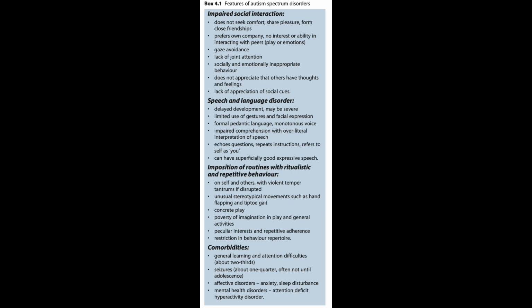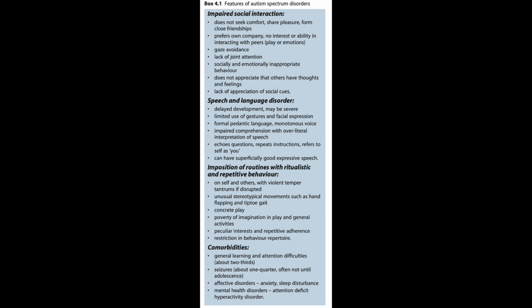Now the box shown, which shows features of autism spectrum disorder: impaired social interaction, does not seek comfort, share pleasure, form close friendship, prefers own company, no interest or ability in interacting with peers, play or emotions, gaze avoidance, lack of joint attention, socially and emotionally inappropriate behavior, does not appreciate that others have thoughts and feelings, lack of appreciation of social cues.